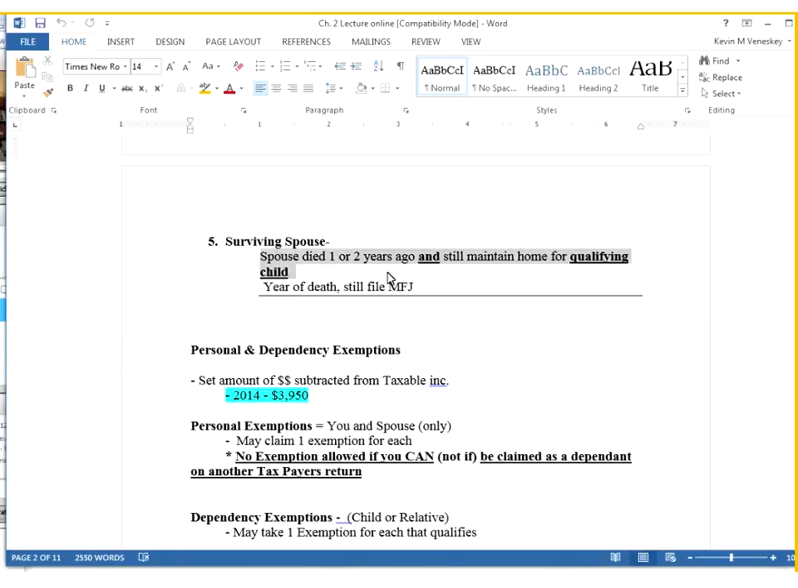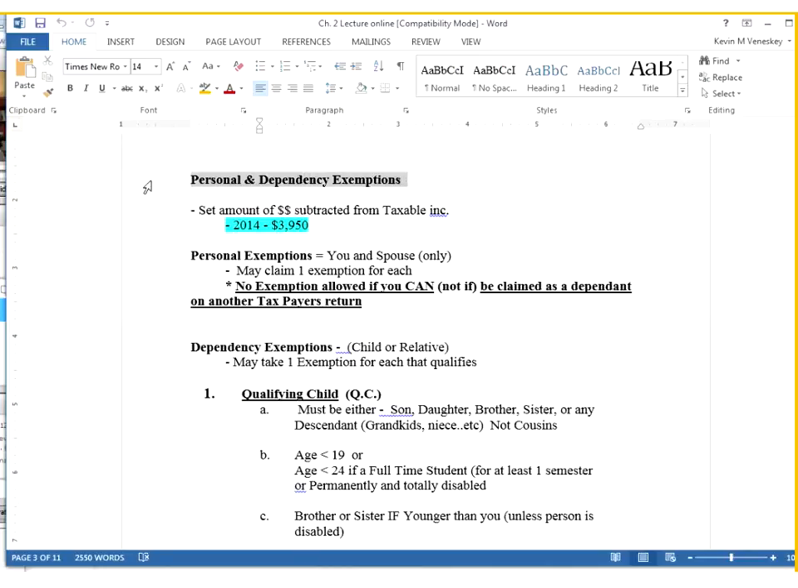Surviving spouse: the other example is for those who have just lost a spouse, and it's the year after the death. If they still have a qualifying child at home, they can qualify for surviving spouse and get an extra standard deduction that way.